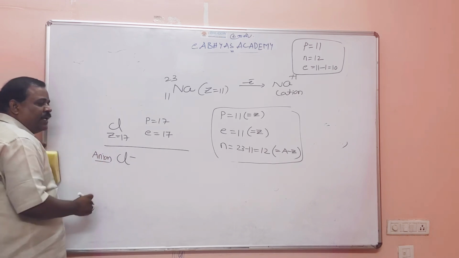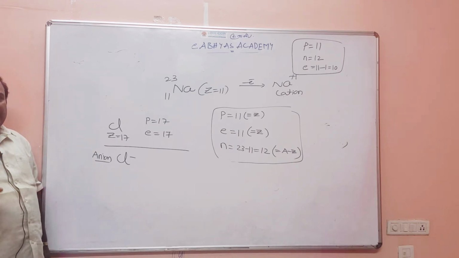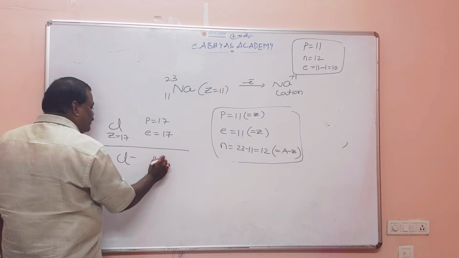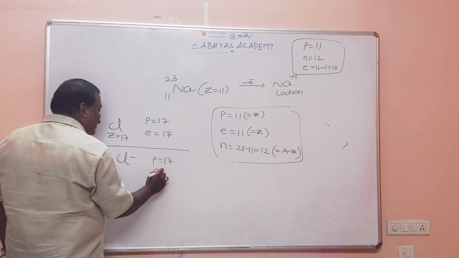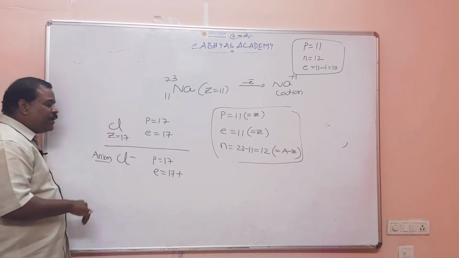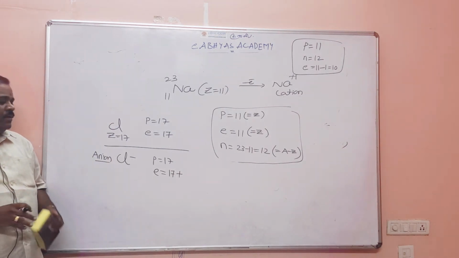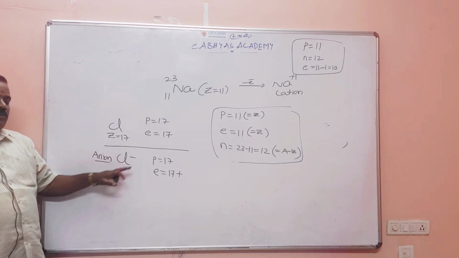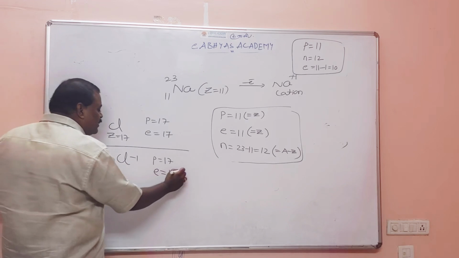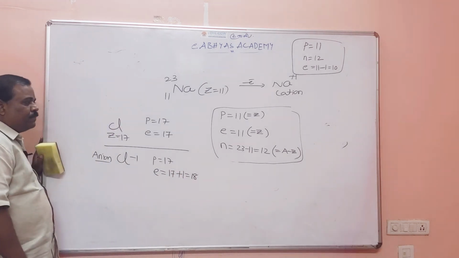Anions are formed by gaining one or more electrons. Anions contain negative charge always. So protons will remain the same and electrons will be atomic number plus charge present on the ion. Here the charge is how much? Minus 1, meaning 1 electron is gained. That is plus 18 it will become.